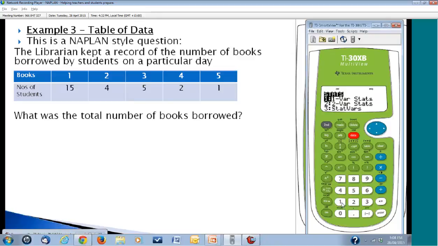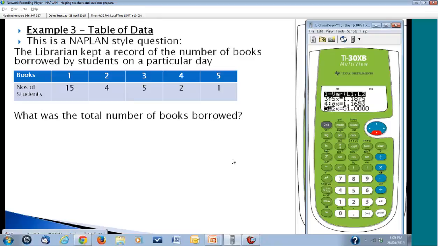So it's still one variable stats, but this time my data is in list 1, and I do have frequency data in list 2. So I'm going to move that across. So I've got my data in list 1 and I've got my frequency in list 2. So I can now go down to calc, and it tells me that there were 27 students that borrowed books out that particular day. What we're asked for was the total number of books. So the total number of books, we need to go down to find sigma. And so we've got sigma x down here, and there were 51 books in total that were borrowed that particular day.